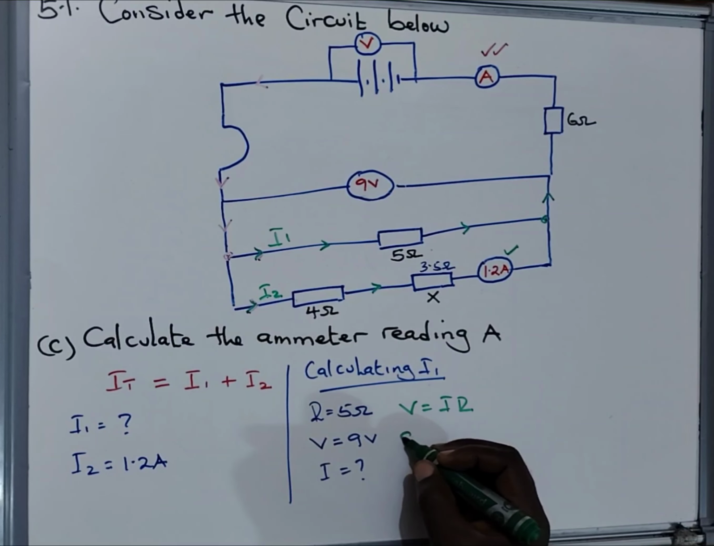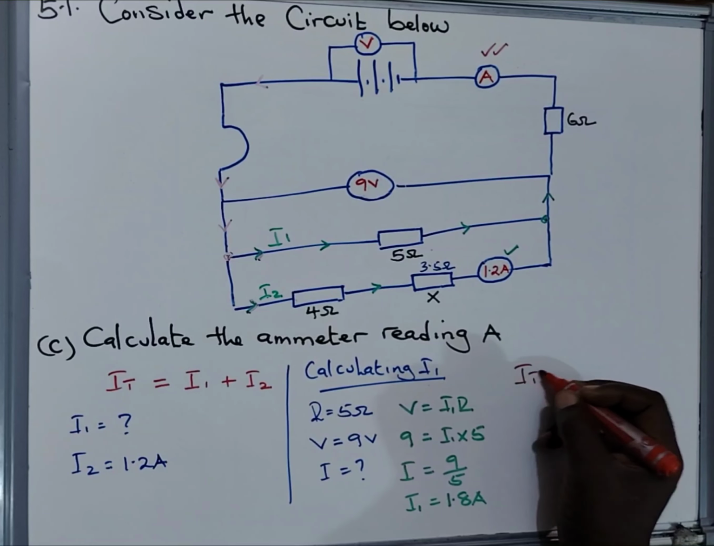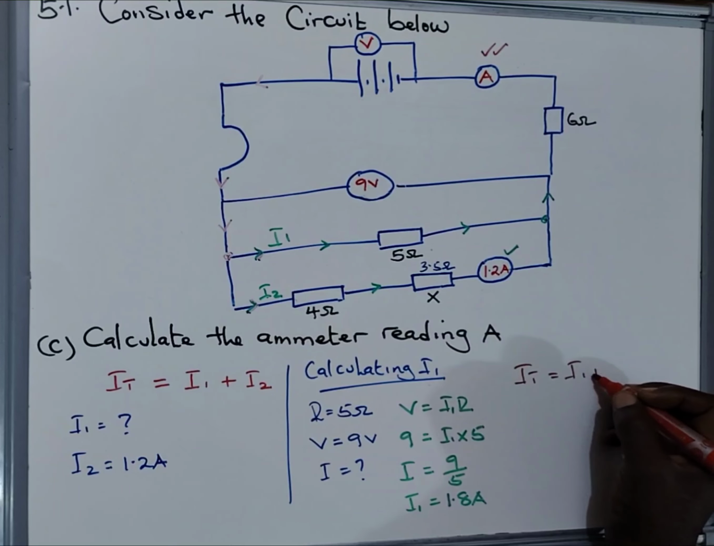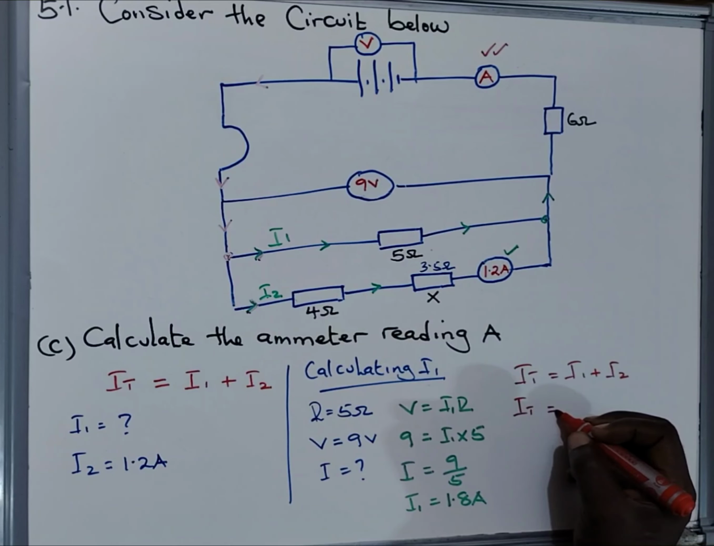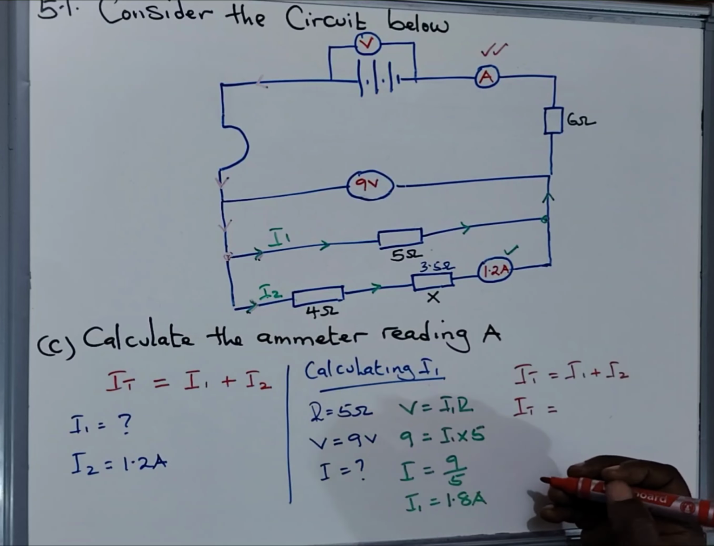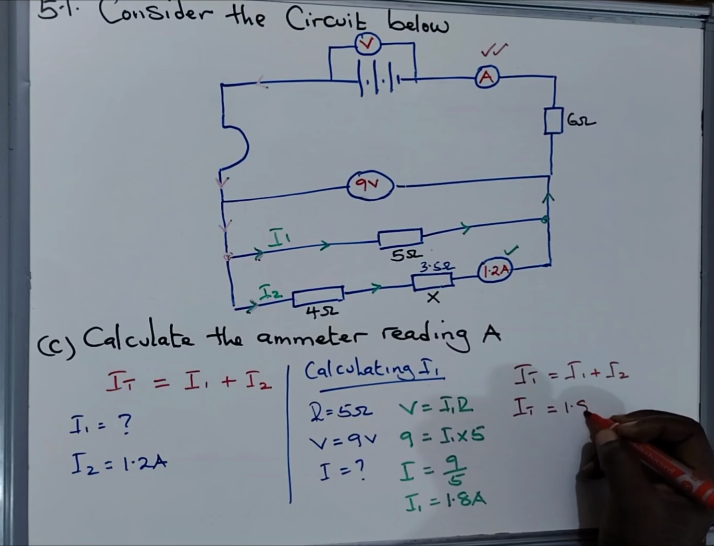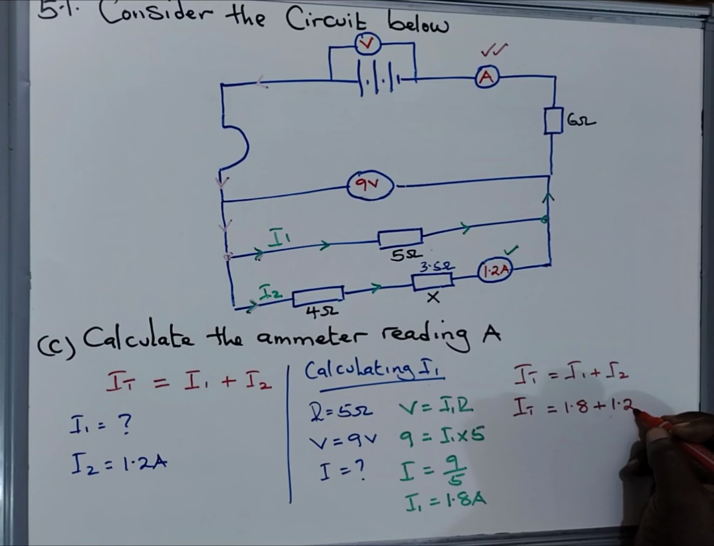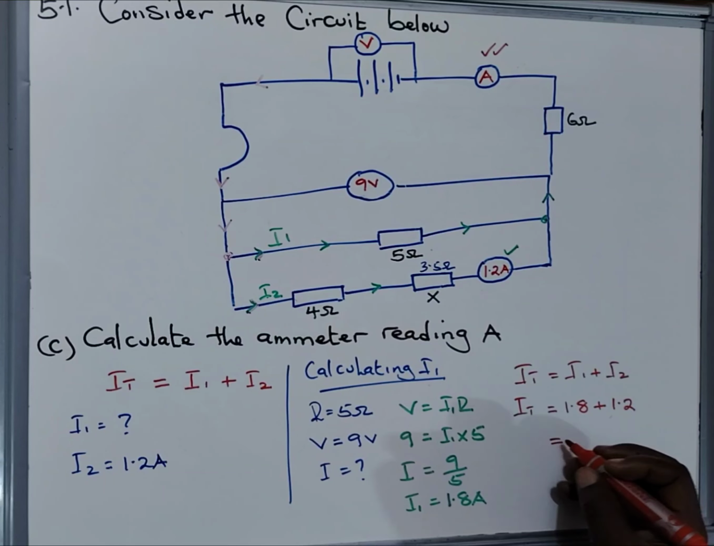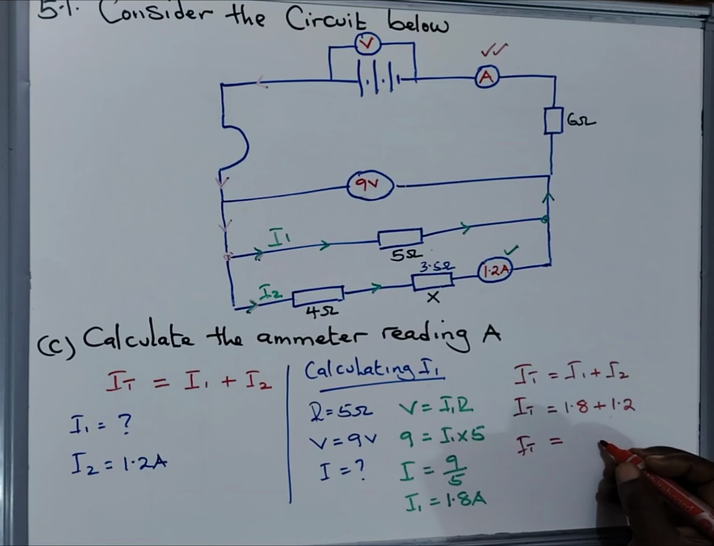Okay, so after getting I1, what is the next step? Next step is to substitute. Remember, we said I total is equal to I1 plus I2. So I total is equal to I1, which we have just calculated as 1.8, plus I2, which is 1.2. This will give you I total, which is going to be 3.00 ampere.